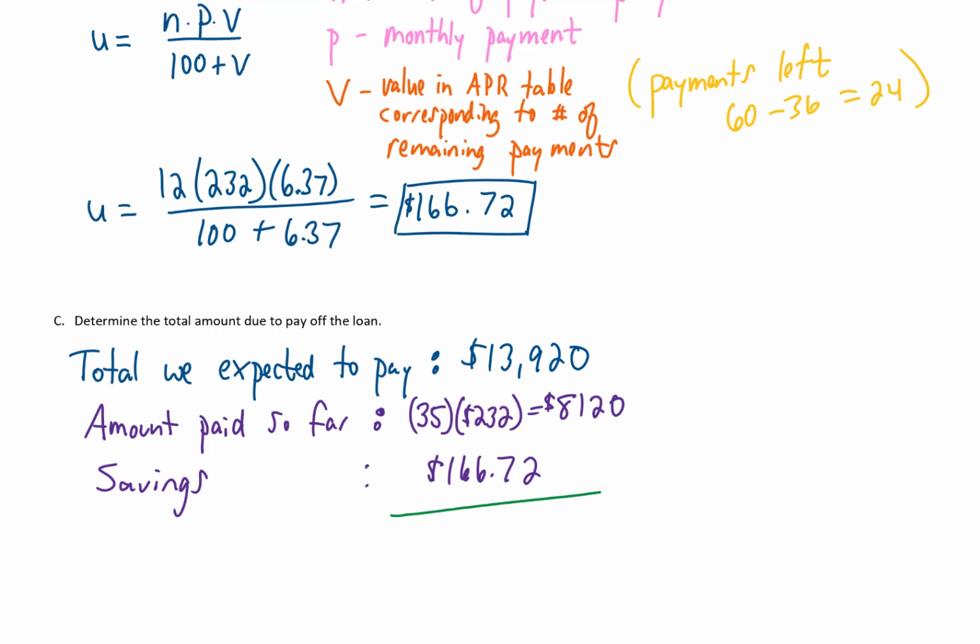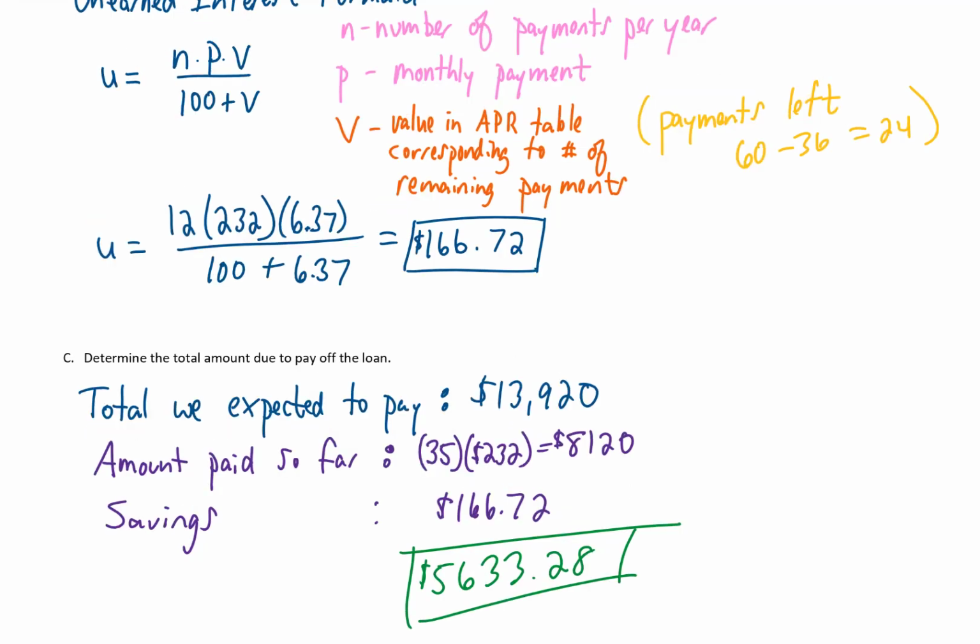So how much do we have left to pay off this loan? Well, it's going to be that $13,920 minus what we've paid so far, minus the savings that we're going to make by paying off the loan early. I'm getting $5,633.28 as the total amount that we owe on this loan. Okay, we have one more.